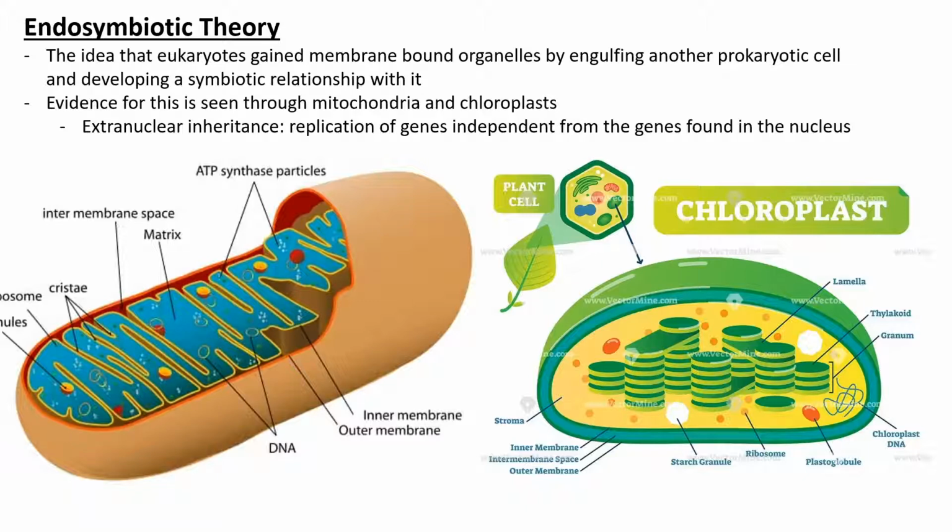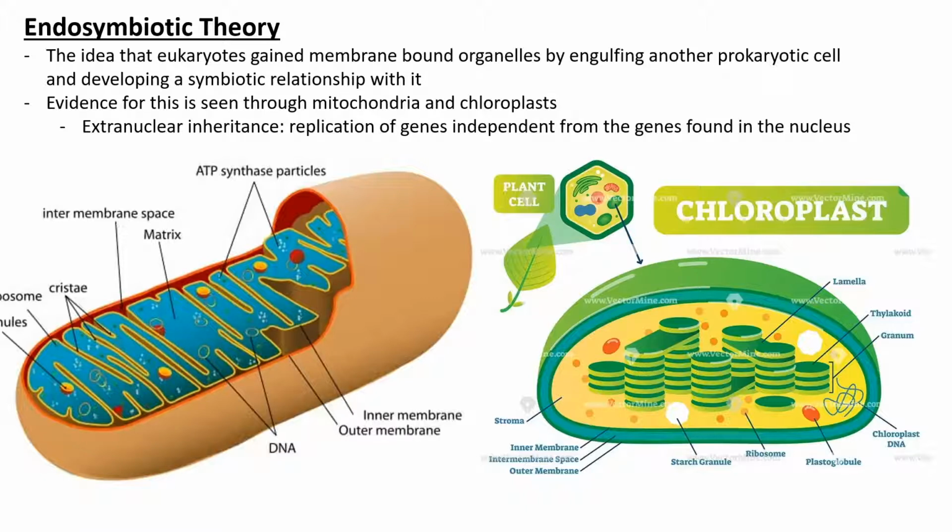Evidence for this theory is seen in mitochondria and chloroplasts. As seen in these diagrams, these organelles contain their own genetic material in the form of circular DNA. Right here, circular DNA in the mitochondria. Right here, circular DNA in chloroplasts. This is important because the only organisms that contain circular DNA are prokaryotes.